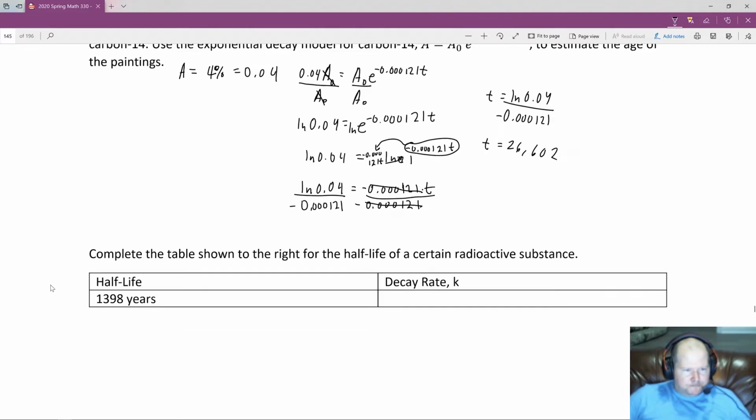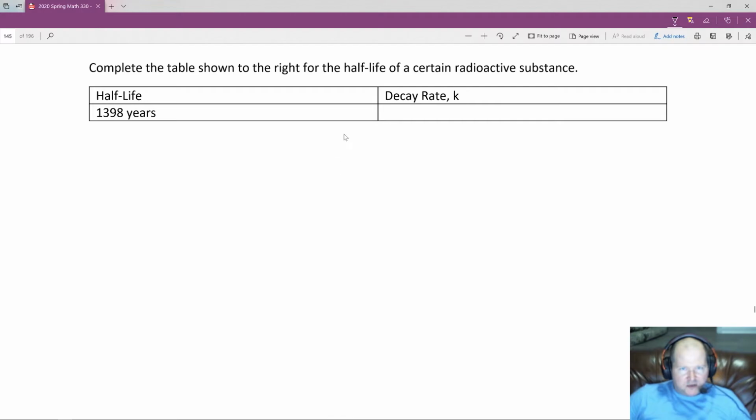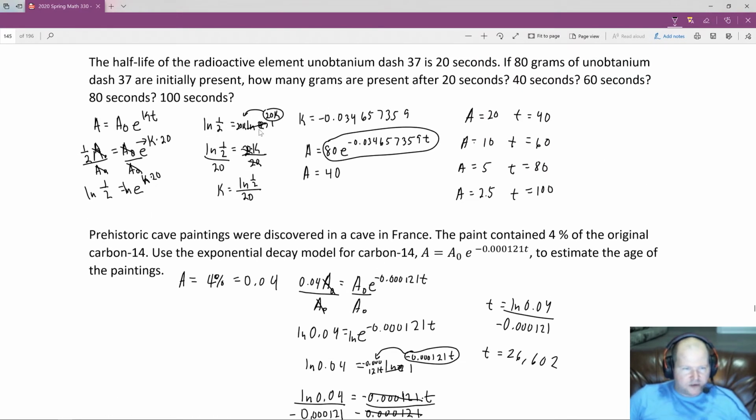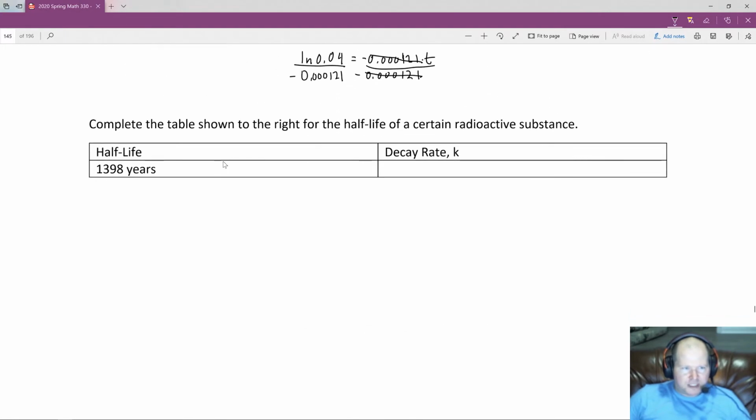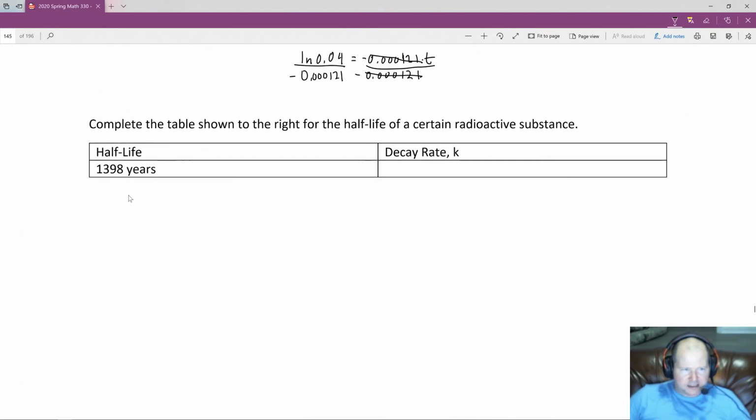Okay, so let's try the next one. So we say complete the table shown to the right for the half-life of a certain radioactive substance. So it has a half-life of 1,398 years and the decay rate of k. This is going to be very similar to a previous problem we did over here where we solve for k. So we're going to have to solve for this k as well. Except instead of just using 20 for 20 seconds here next to the k, now it's going to have 1,398.